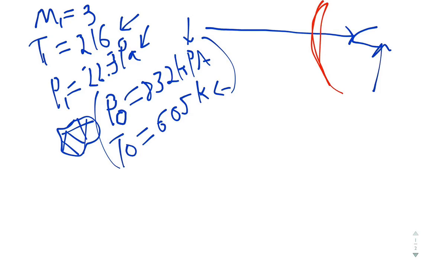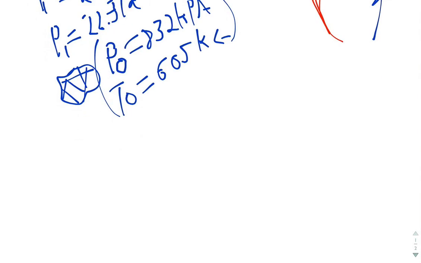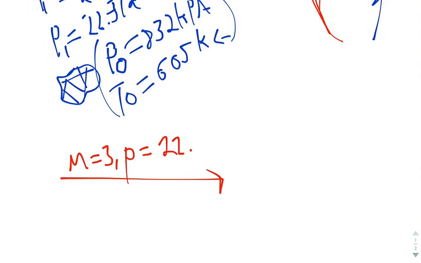There's a couple of ways to do it. Let's start with pressure. So again, here's the streamline. Along that streamline, the flow is supersonic, M equals 3, and P is equal to 22.3 kPa. I wrote Pa up there, I meant kPa. Whatever our pressure is.